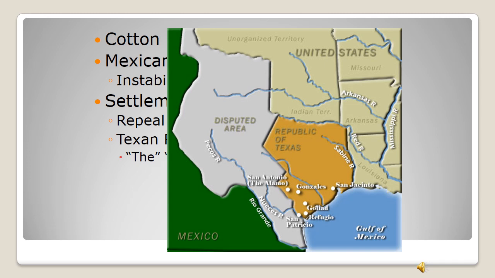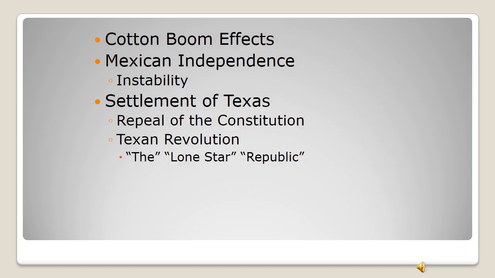The problem now is, where is the border of Texas? Because of course Mexico does not recognize the Republic of Texas. Texas is claiming all of this land in the yellow and in the white, whereas Mexico doesn't recognize that they have any of that territory. And so this leaves Texas in somewhat of a precarious position.